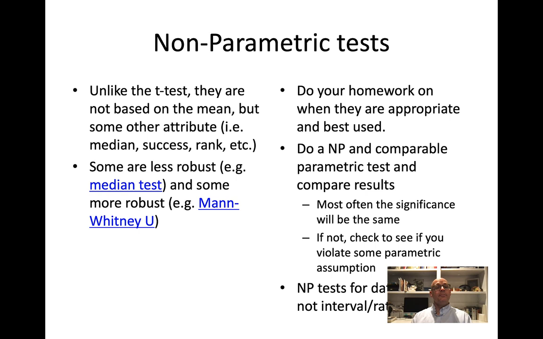Okay, so we've talked about means tests, t-tests. There are comparable non-parametric tests. They are not based on the mean, but on some other attribute like rank or success or some other thing. Some are less robust, like the medians test, and some are more robust, like a Mann-Whitney test, Mann-Whitney U. There's a Wilcoxon test. There's a variety of them. If for some reason you don't feel like you can use a t-test, then you can use a non-parametric test.